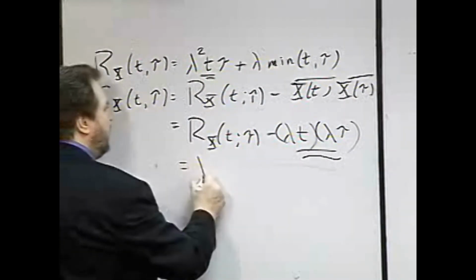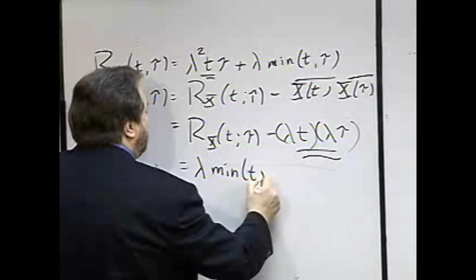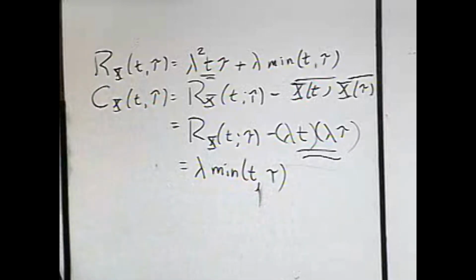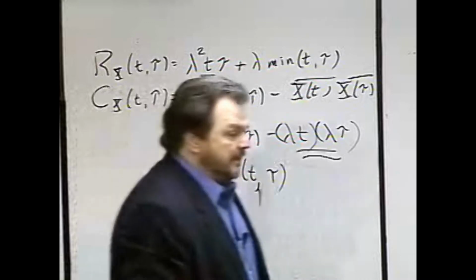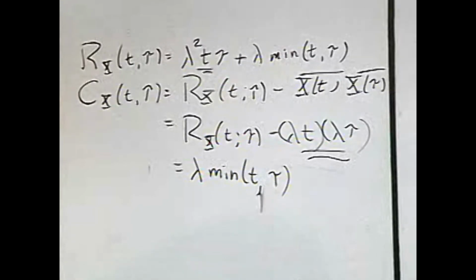And we're left with a very simple relationship: the autocovariance of the Poisson counting process is equal to lambda times the minimum of t and tau. So that's the autocovariance of the Poisson counting process. And that indeed is the result that we have here on the next slide.